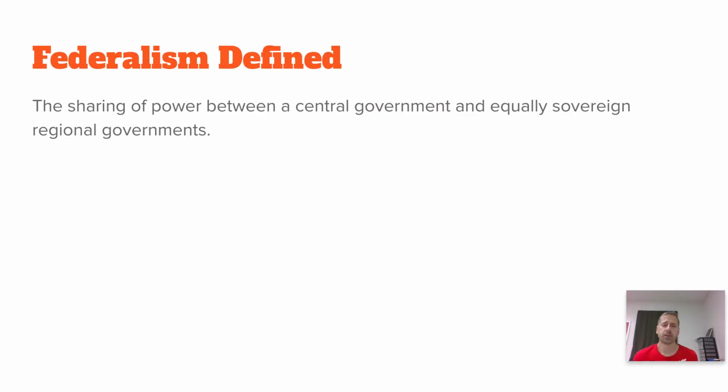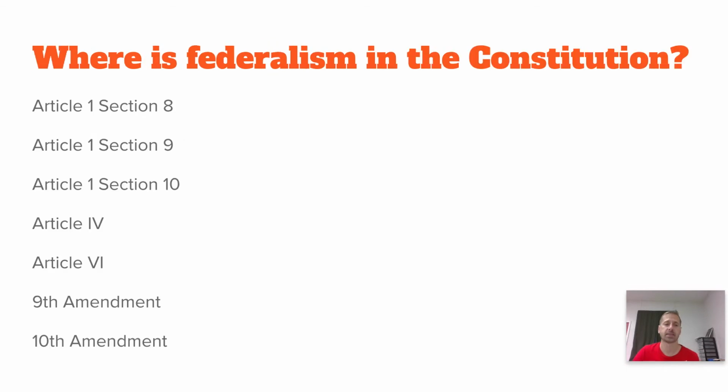Let's look at federalism in the Constitution. We know, once again, federalism is sharing power between a central government and regional governments, in this case, states. As I mentioned, Article 1, Section 8, Article 1, Section 9, Article 1, Section 10. These list the powers. 8 is enumerated powers and implied powers, thanks to Article 1, Section 8, number 18. Number 9 is denied powers to the federal government, and number 10 is denied powers to the states.